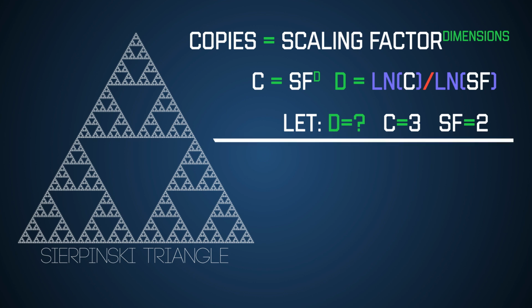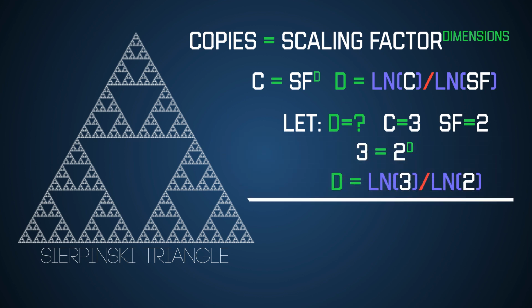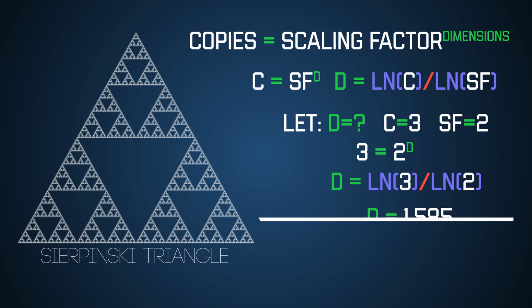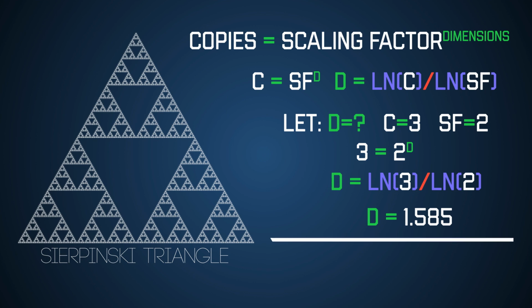Say we want to scale a Sierpinski triangle up by a factor of 2, we can see that we will require 3 copies of the original shape. Log 3 over log 2 gives us a dimension of approximately 1.6, similar to what we expected.